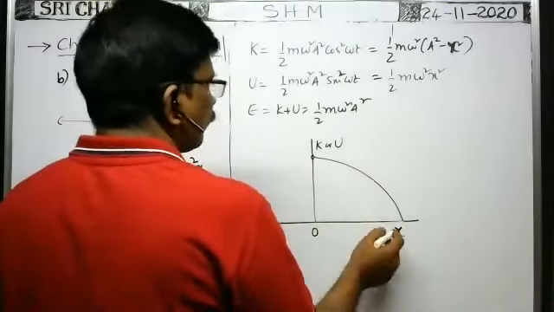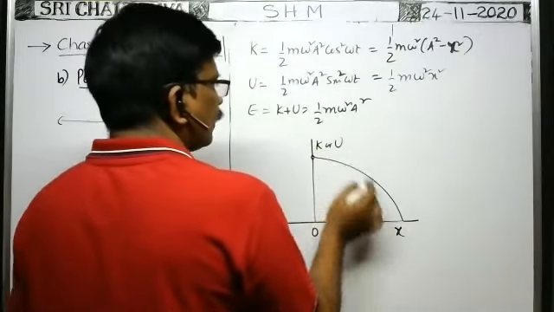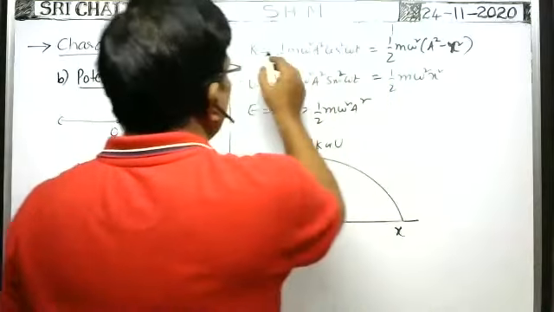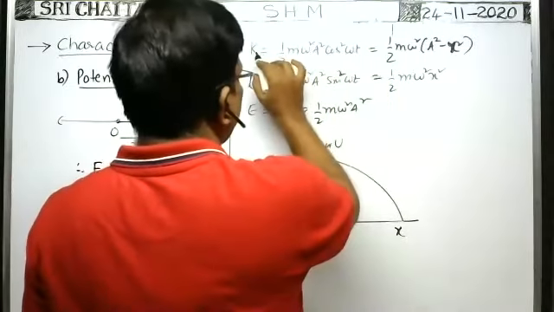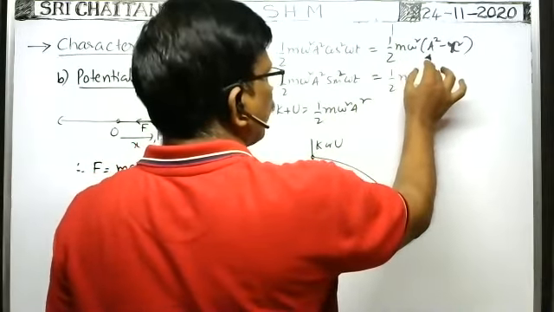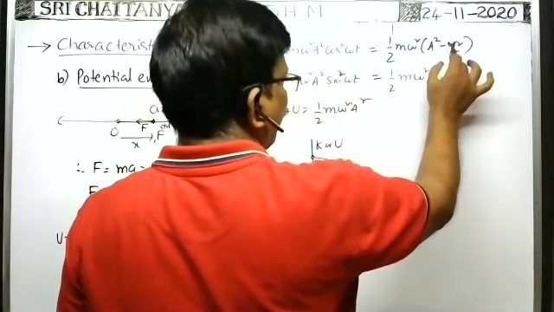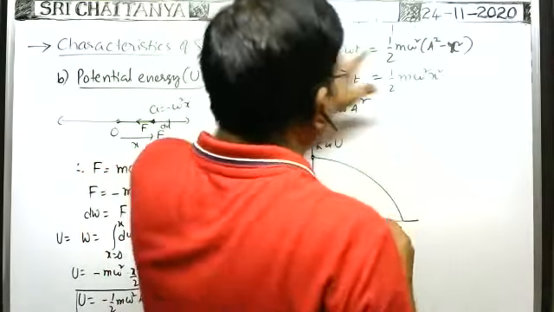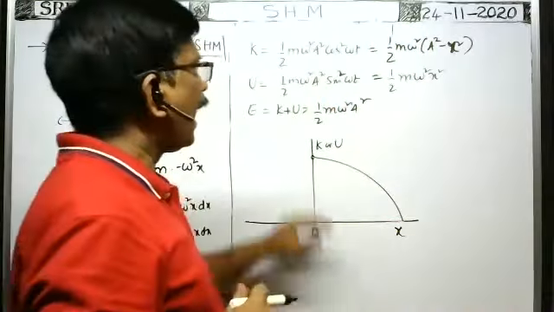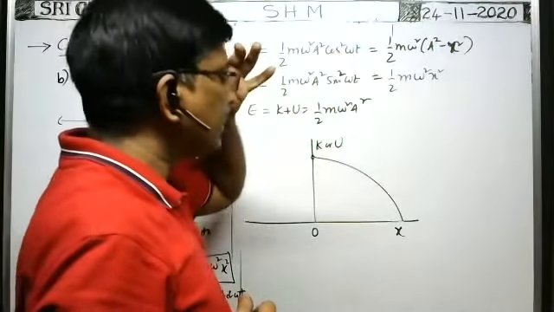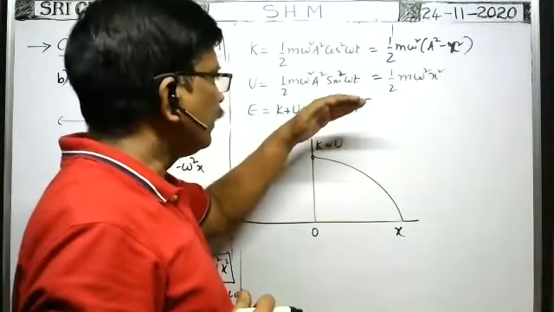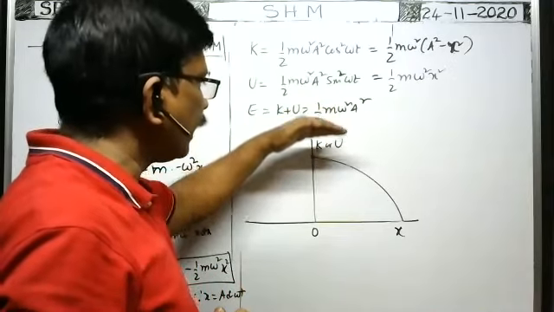Now we draw the graph of x versus kinetic energy and x versus potential energy. You see here, K is equal to half m omega square a square minus half m omega square into x square. There are only two variables, K and x, in which x is squared. As one variable is squared, definitely it is a parabola. But as the coefficient of the square is negative, this parabola opens towards the negative kinetic energy axis.